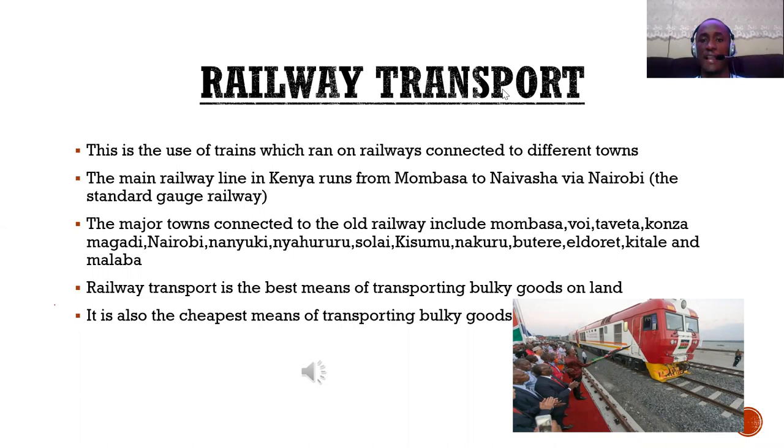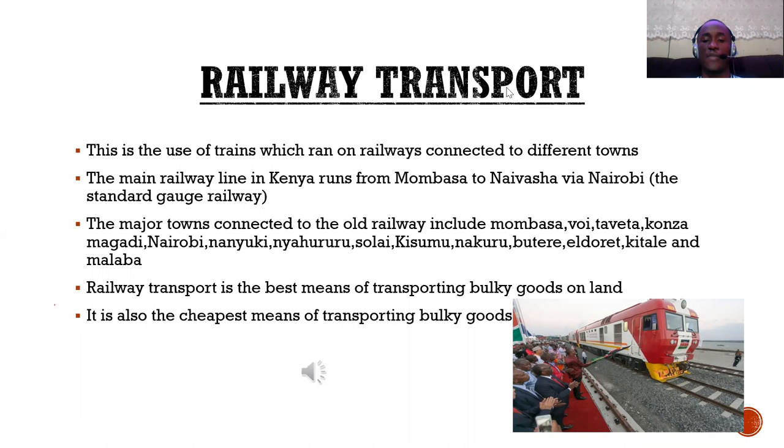the standard gauge railway, which started from Mombasa up to Nairobi, and then it is now being extended to Naivasha. I think the one connecting from Nairobi to Naivasha is complete and it is being used. So most of the time, this railway line is used in transportation of imports and exports within Kenya, and also some countries within Eastern Africa which do not have a port.